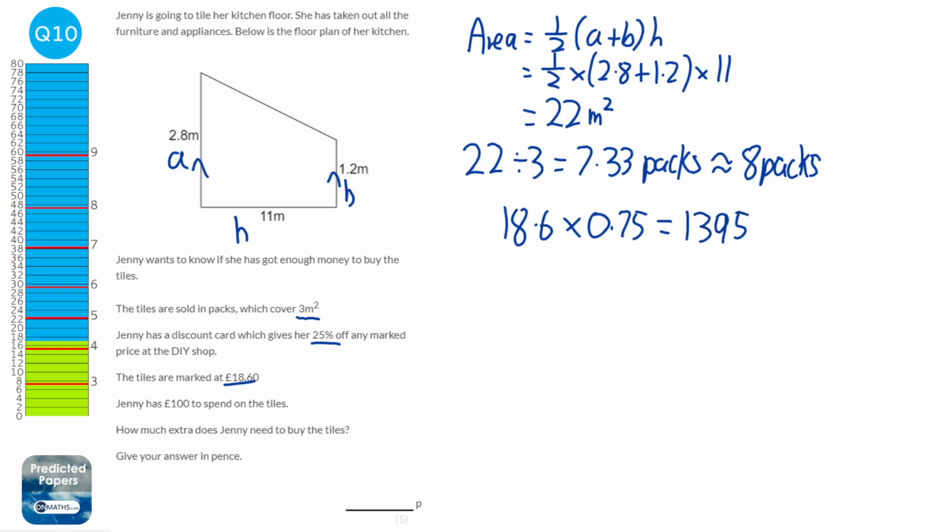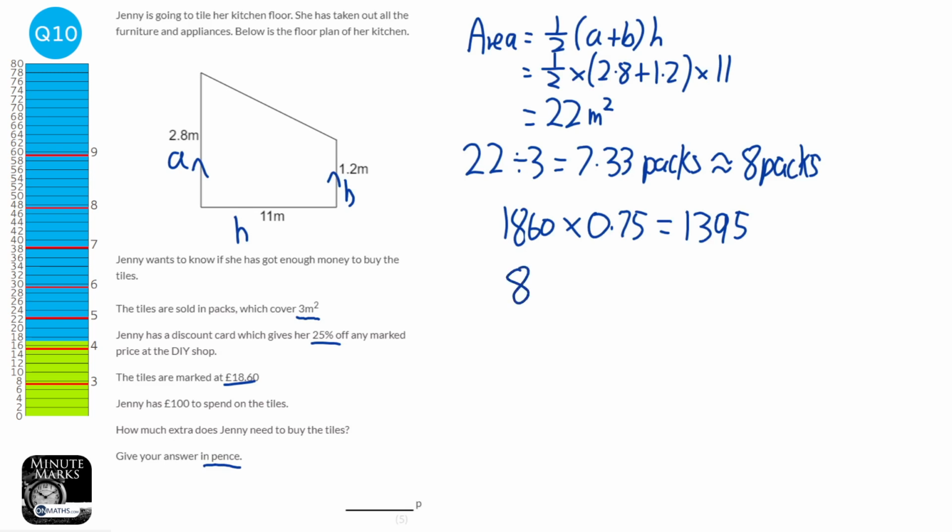Now I've done this in pence and I've kind of muddled it together here, so really let's just go back. That would be 1,860 times 0.75, and so each pack will cost 1,395 pence, and the reason we're doing this in pence is the answer needs to be given in pence. So I might as well just make that conversion now.